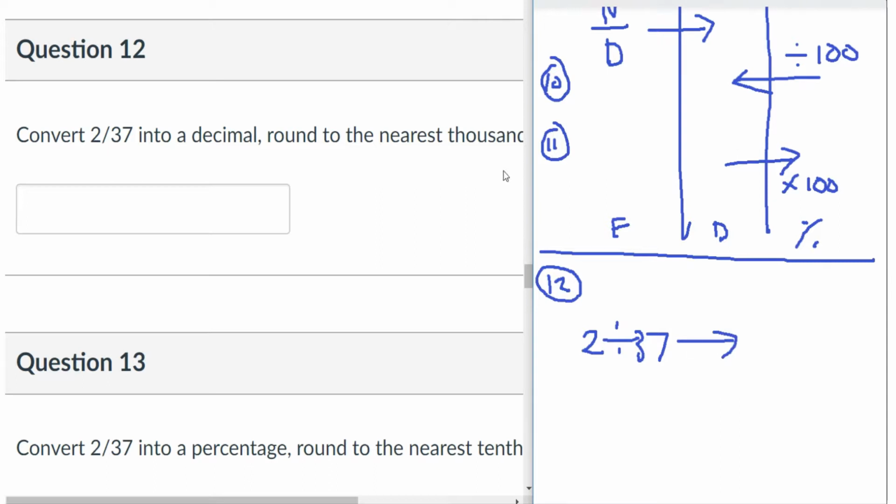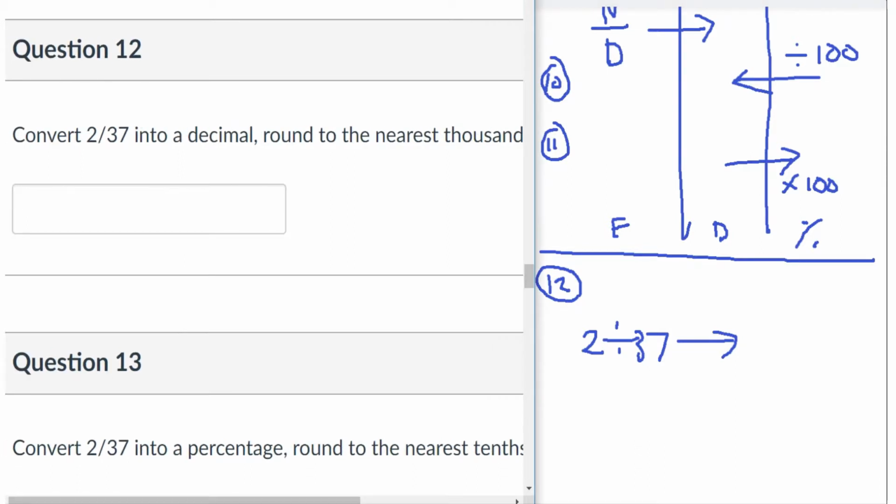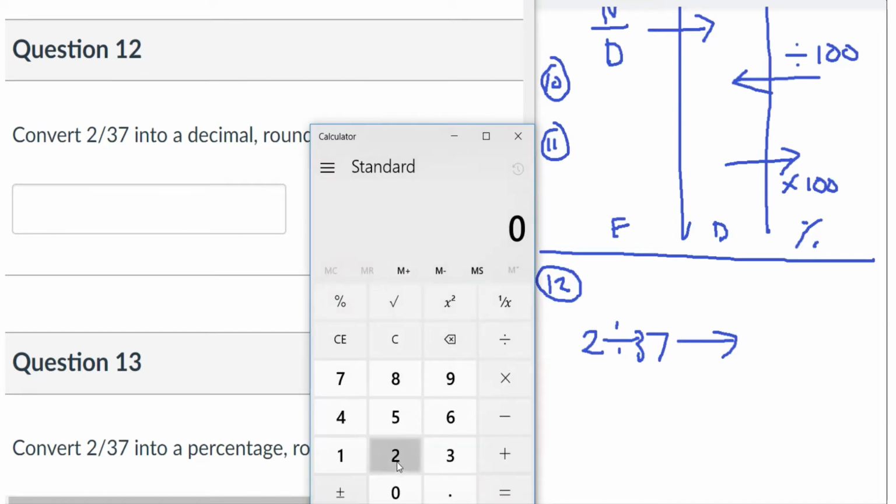Right? You're going to round to the nearest thousands. So that means I need 3 decimal places. Let's double check. Yep, the thousands. So you'll need 3 decimal places. Two divided by 37. So to the nearest thousands, tens, hundreds, thousands, it'll just be 0.054.